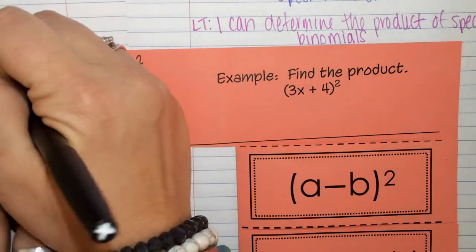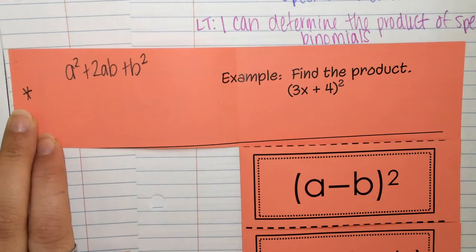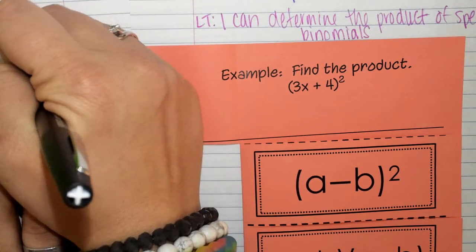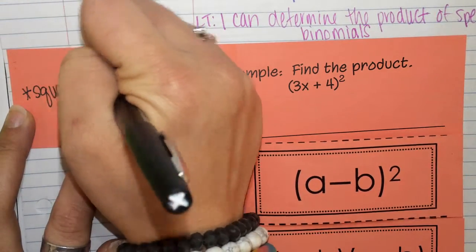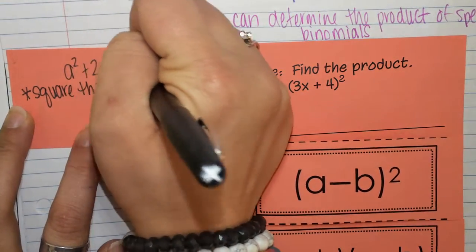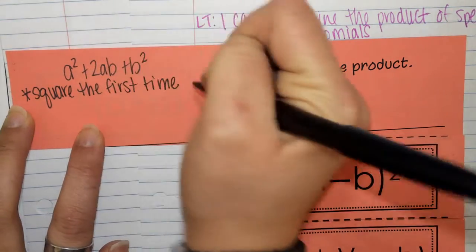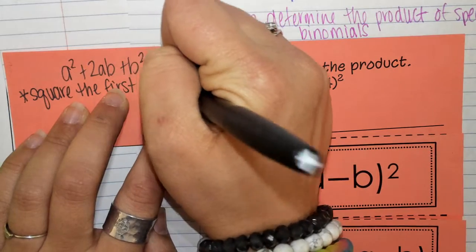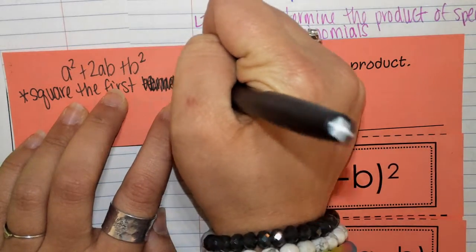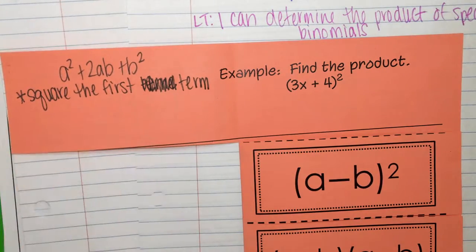Alright, so the first thing you do, step one. Step one is you square the first term. Square the first term.